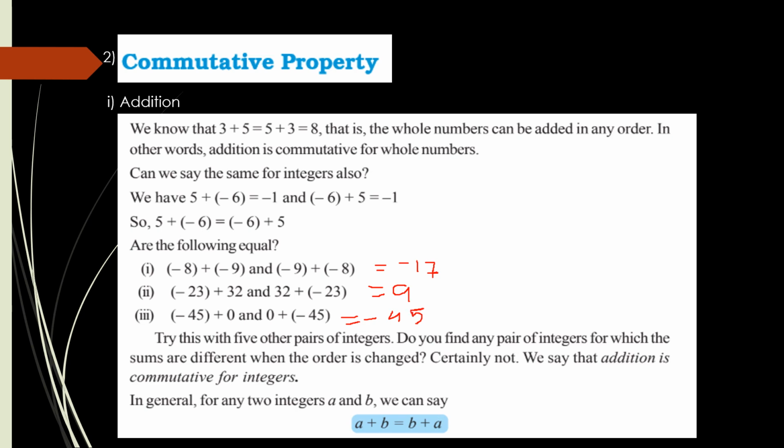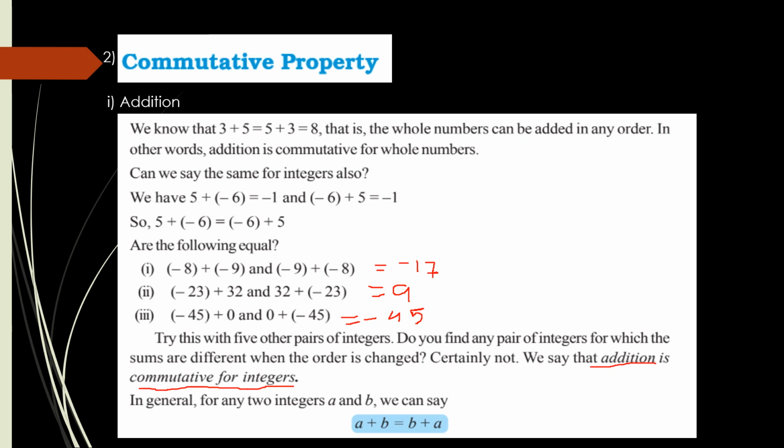So what can we understand from here? You can try other pairs of integers. Do you find any pairs of integers for which the sums are different when the order is changed? No, right? Certainly not. Just underline the sentence: addition is commutative for integers. So we can say addition is commutative for whole numbers and addition is commutative for integers also, right?